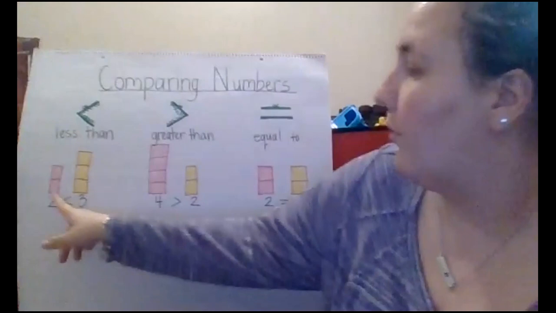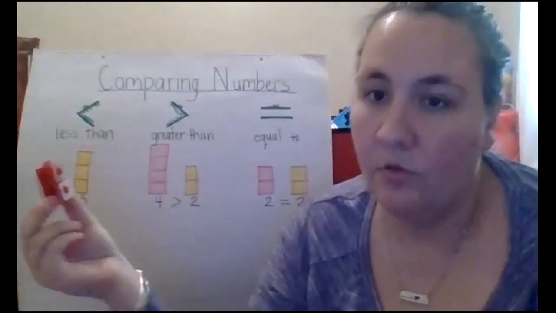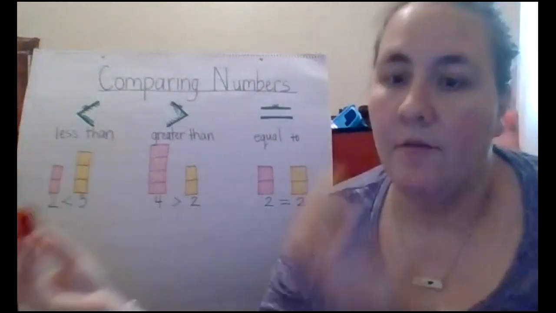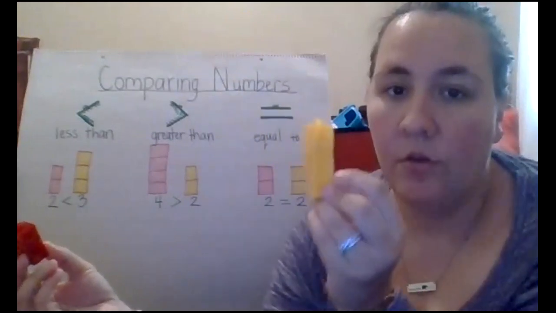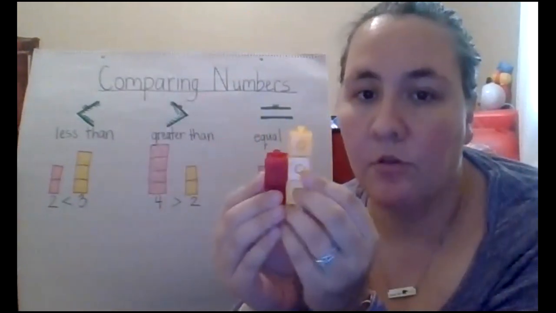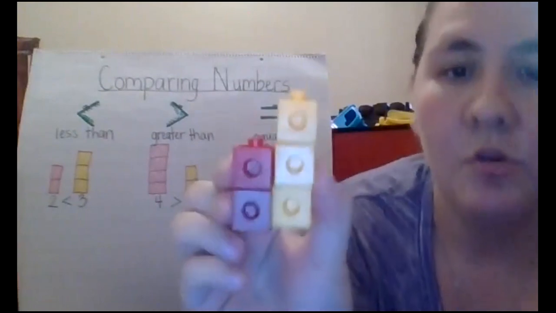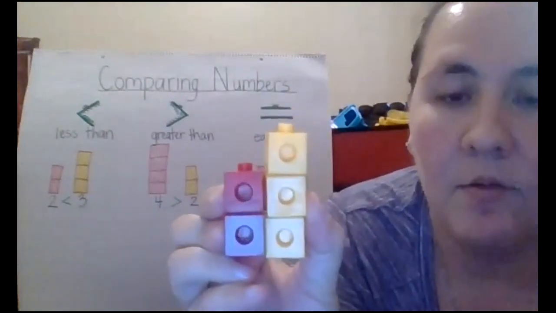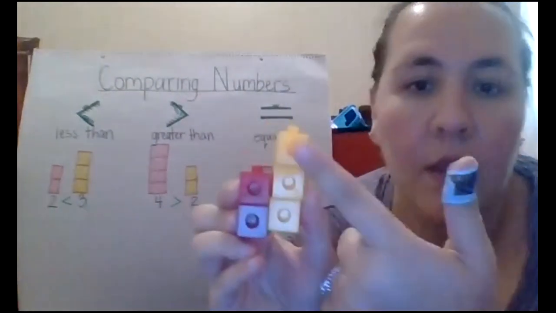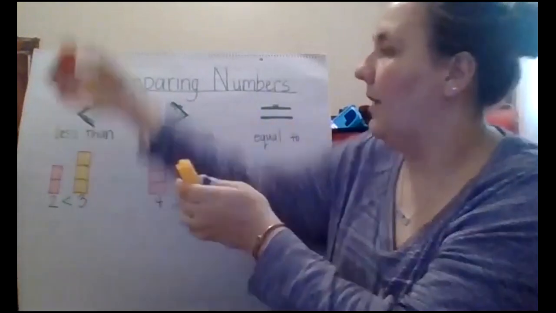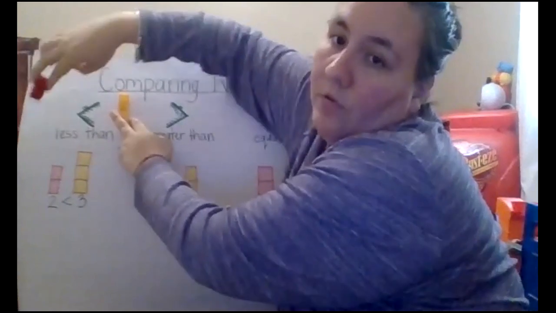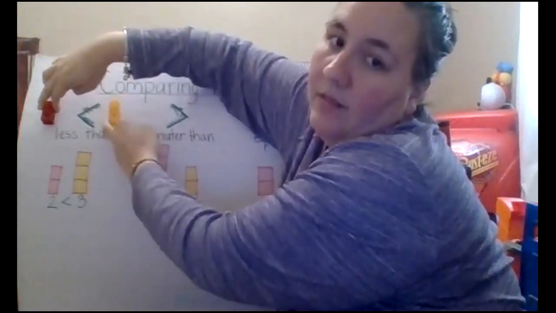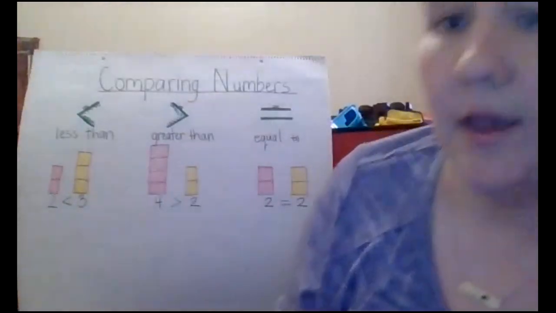So in this example, I have 2 red cubes on this side, and then I have 3 yellow cubes on this side. So if we put those close together, which one is bigger? Which one has more? Yeah, our yellow blocks. So our alligator friend here, he wants to eat the yellow blocks. So this red number is less than our yellow number, okay?